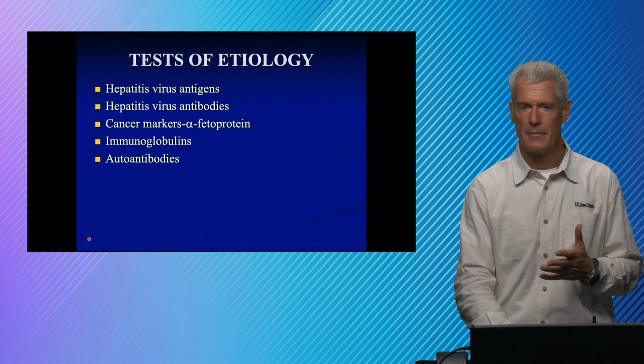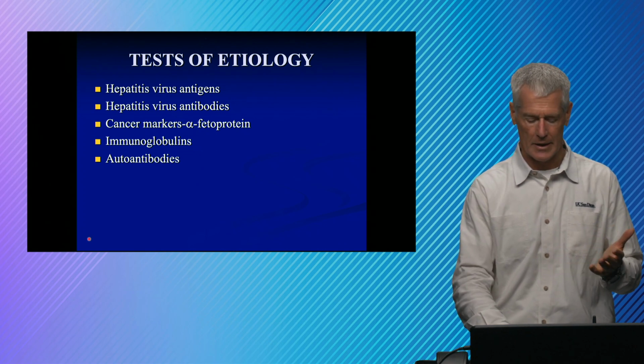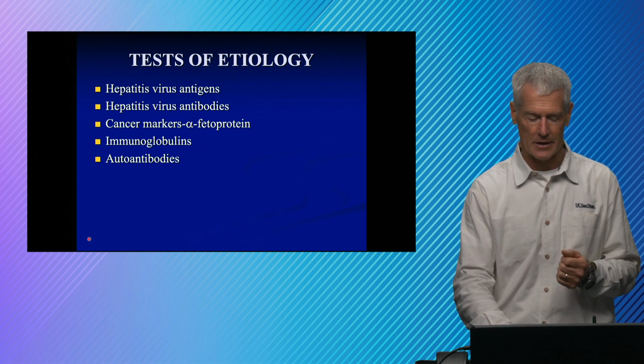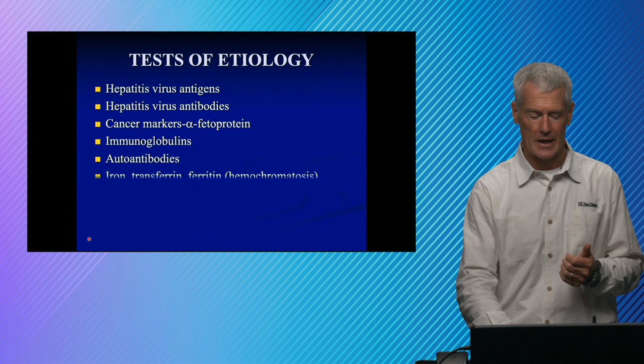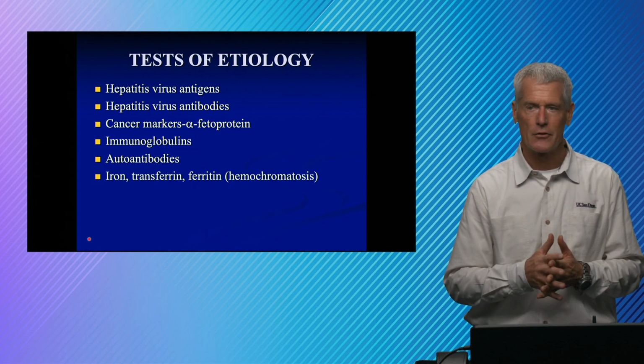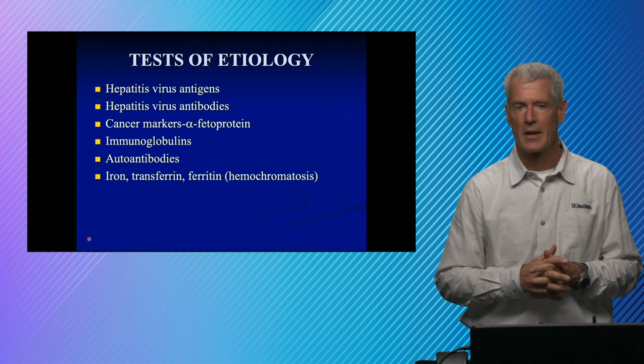Autoantibodies, if you have autoantibodies, they could be against ANA, could be attacking the liver, so that would be a test of etiology, why you have an elevation of liver enzymes. Iron, transferrin, and ferritin.